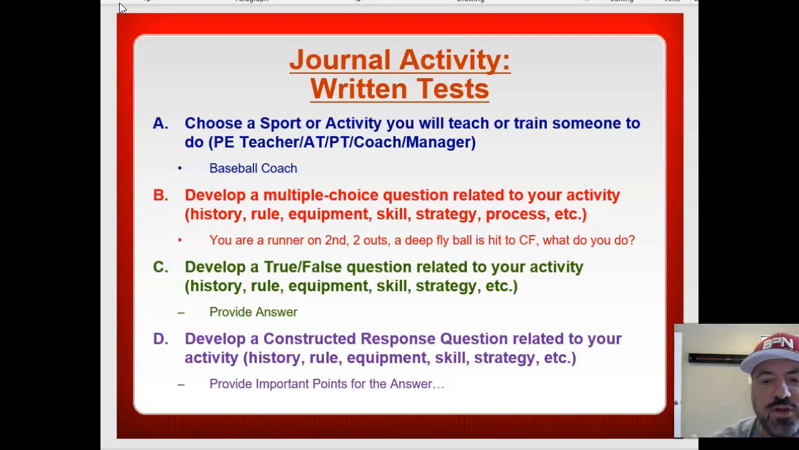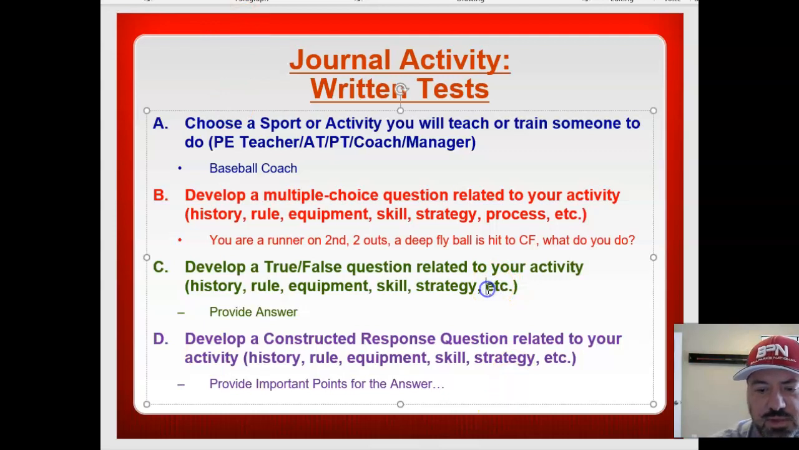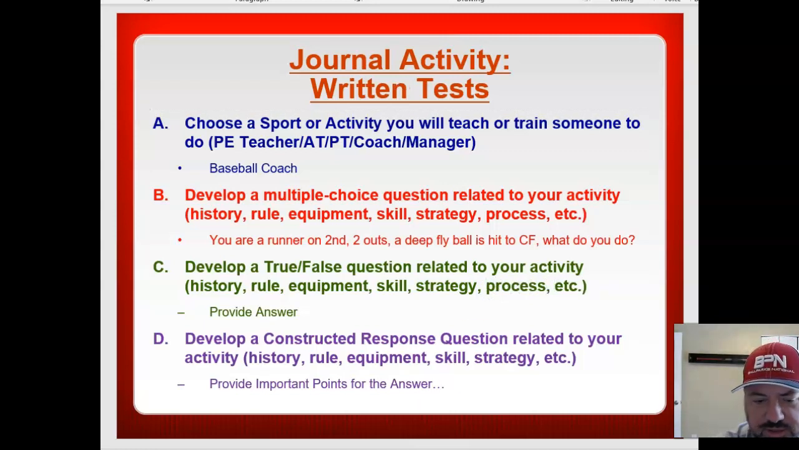You're going to develop a true-false question related to your activity. Same thing, history, rule, equipment, skills, strategy, process, something along those lines, right? As well as you're going to provide an answer, right? So here's an example for C. Back to my baseball coach. We're working on base running. There is a runner on first and third. There are no outs. A pop-up is hit to the shortstop. This is an example of the infield fly. True or false? The answer is false.